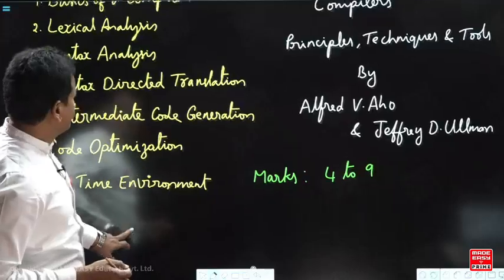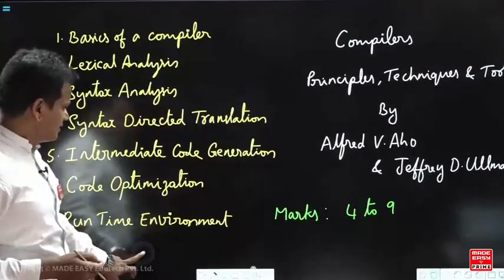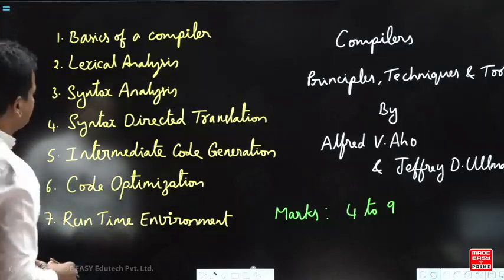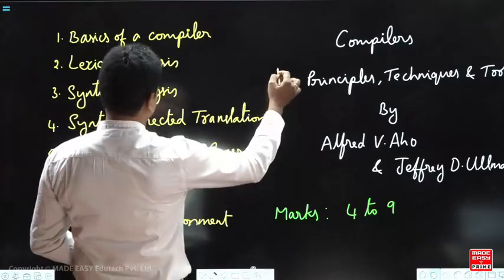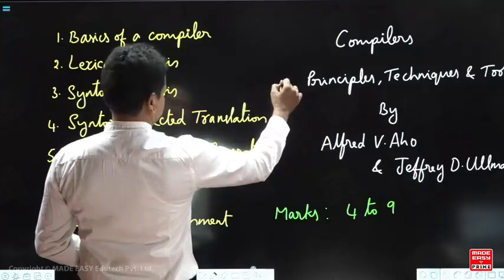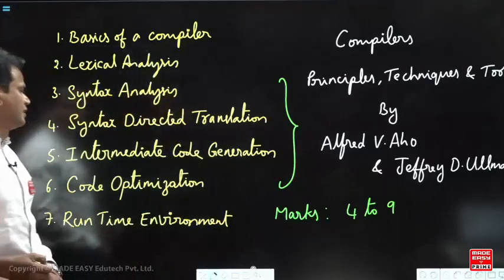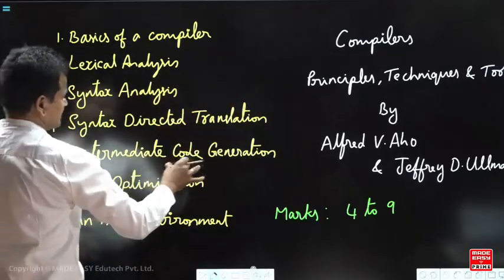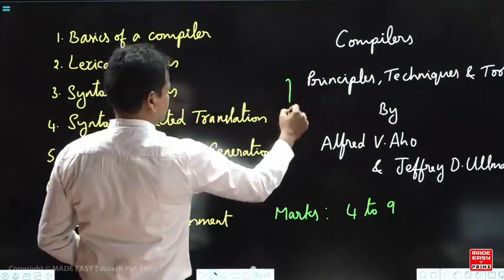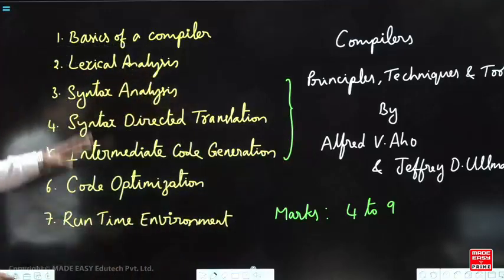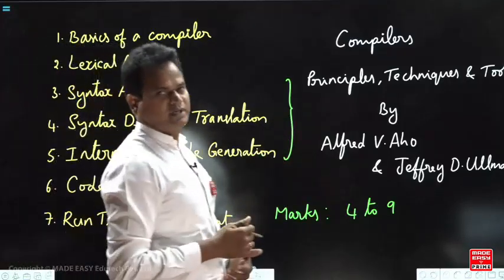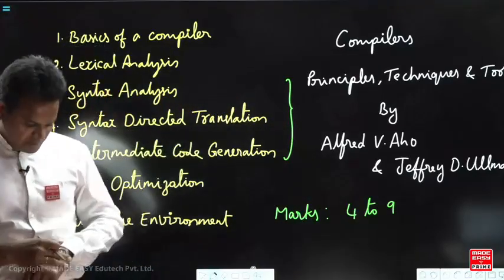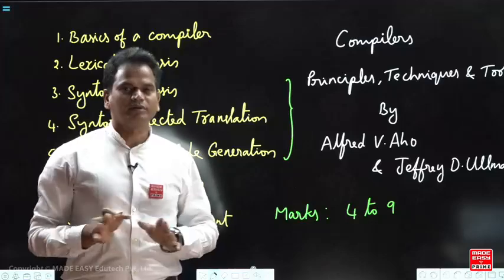Among these, I don't say any particular one is more important or less important, but mainly these are very important: syntax analysis, syntax directed translation, and intermediate code generation. Of course, every topic is important. You need not ignore any particular topic. If you want to get a good rank, you have to aim at all the topics.